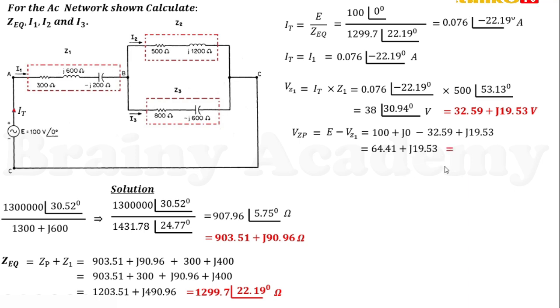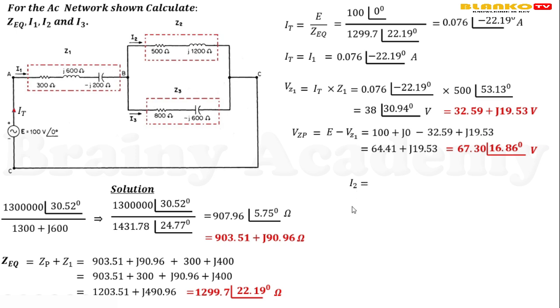When you convert it into polar, you get 67.30 angle 16.86 degrees volts. So the voltage across the parallel network, VZP, is equal to 64.41 plus j19.53, or 67.30 angle 16.86 degrees volts. I hope you understand. So now that we have the voltage across Z1 and the voltage across the parallel network, let's move on to solve for I2 and then I3.